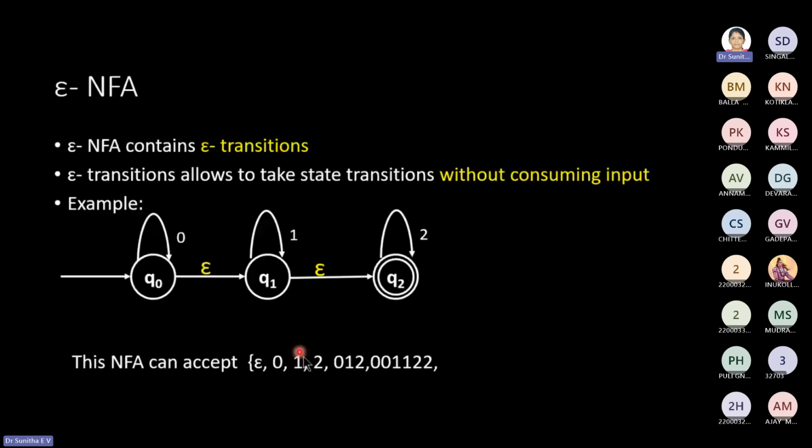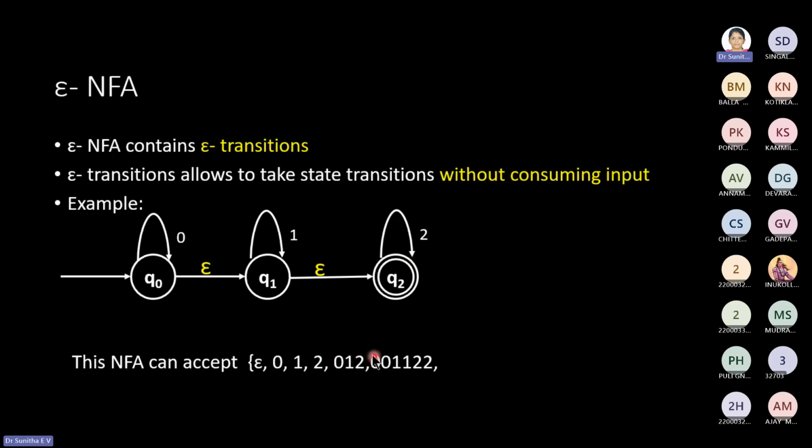And if the input is 2, before consuming 2, it will take the two epsilon transitions and simply reach Q2, the final state. Then it consumes 2, so it remains in Q2 itself. So the input symbol is 2, and still the machine will accept the input 2, because when the machine reads 2, it is in the final state, and after reading 2 it also remains in the final state. So it is accepted.